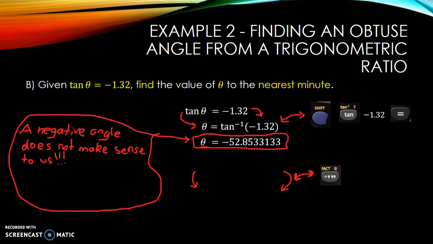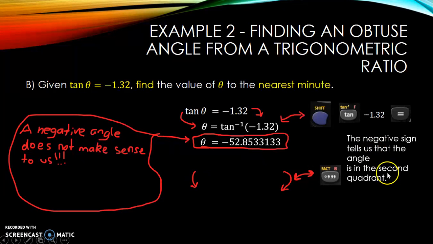Okay, so what can we do? Well, we know that tan is negative. We know that this angle has to be obtuse because that's where it will be negative, in that second quadrant where the obtuse angles are. And that's exactly what I've just said here. The negative sign tells us that the angle is in the second quadrant where the obtuse angles are.